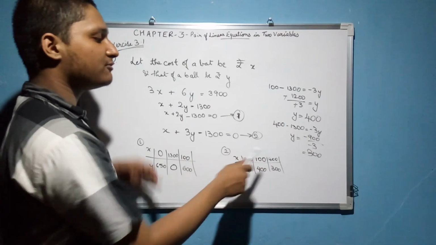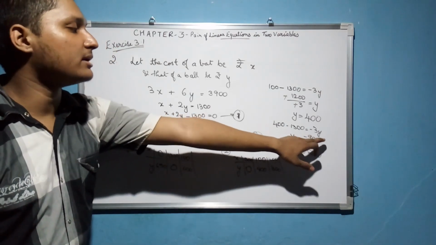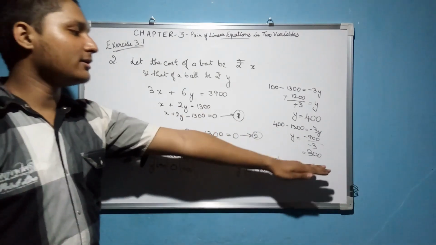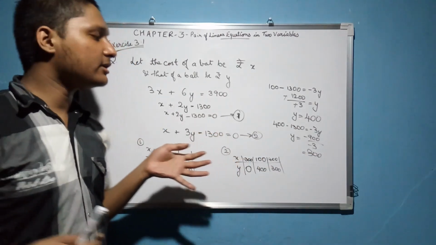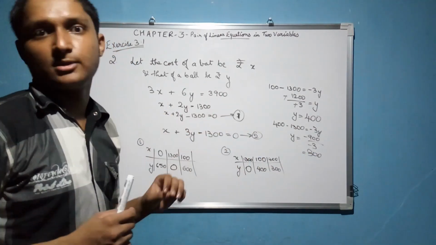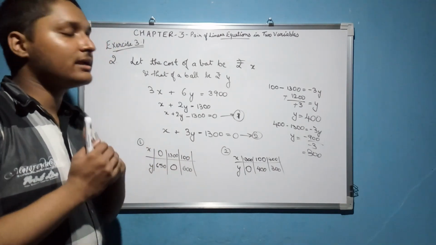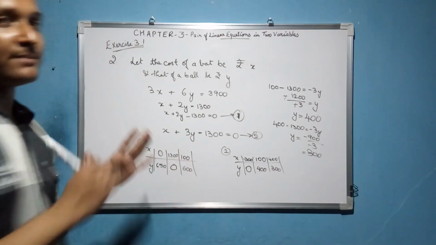So why have I chosen 400? Because when you take 400, this number, that is minus 900, is going to be divisible by 3, and you are going to get a whole number that is in hundreds. Otherwise, if you take 200, you are going to get some number that is not divisible by 3. So you are going to land up as in the first case when I had to take x to be equal to 0. So that is a better option.